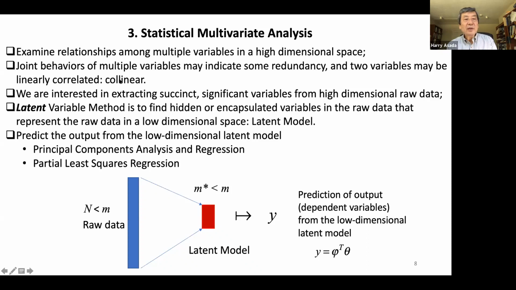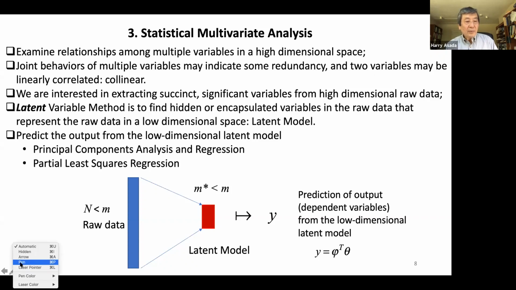We like to examine relationships among multiple variables in a high dimensional space, right? We like to examine the joint behaviors of multiple variables, not dealing with x1 and x2 independently, but examining what happens when x1 and x2 jointly behave. If we do so in a high dimensional space, we may find some variables are redundant, or if we pick two variables, they may be linearly correlated.